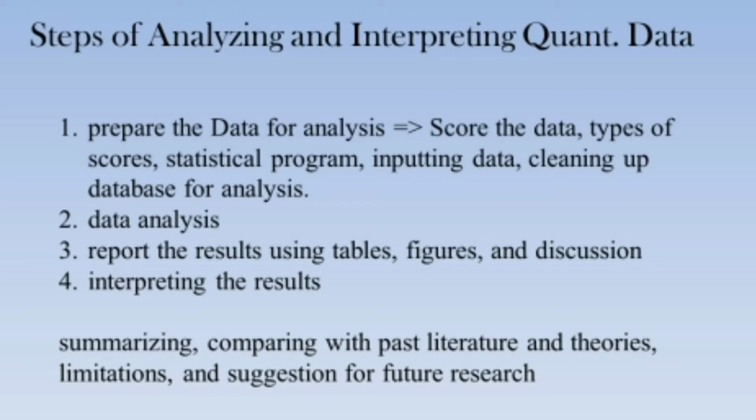The second step begins the data analysis. Typically, you conduct a descriptive analysis of the data reporting measures of central tendency and variation. Then you conduct more sophisticated inferential analysis to test hypotheses and you examine confidence intervals and effect sizes. The next step is to report the results that are found using tables, figures, and a discussion of the key results. Finally, you interpret the results from the data analysis. This consists of summarizing the results, comparing the results with the past literature and theories, advancing the limitations of the study, and ending with suggestions for future research.